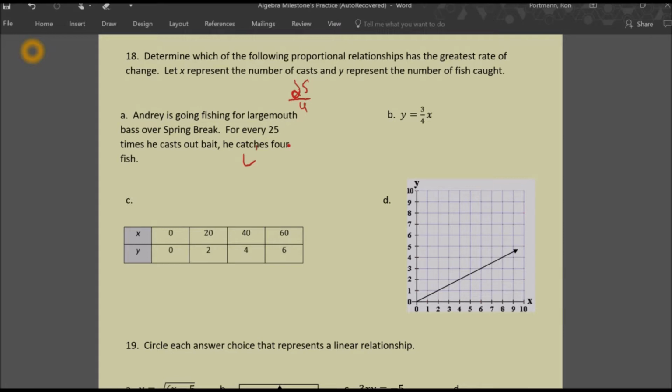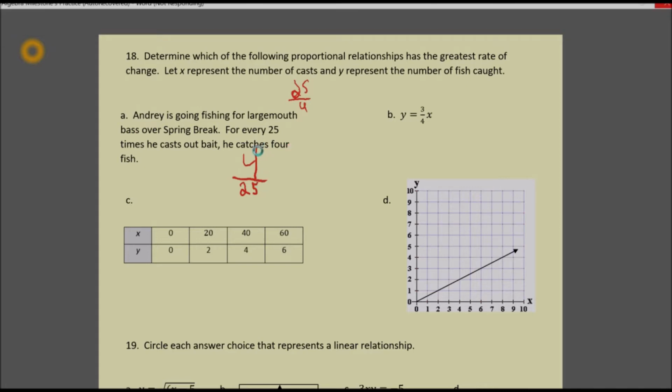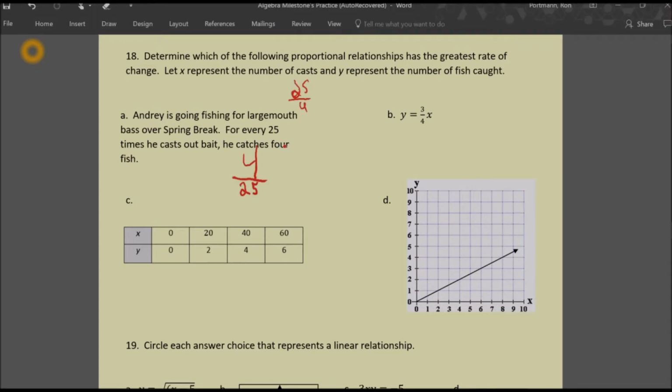The rate of change here is 4 over 25. Every 25 times he makes a cast, he catches 4 fish. Does that seem about right? Does that seem like it makes sense? Like 4 out of 25? If your answer is a number greater than 1, obviously you can't catch more than 1 fish each time you throw out your bait, so just look at it that way. Every 25 times he makes a cast, he catches 4 fish. That's actually pretty good. So that is a number close to 1/5.